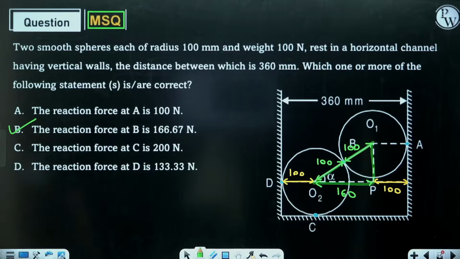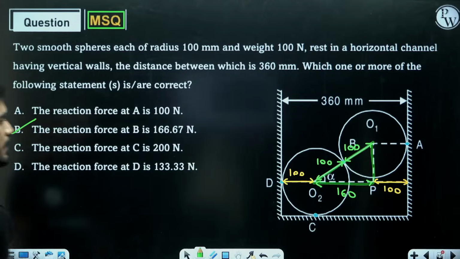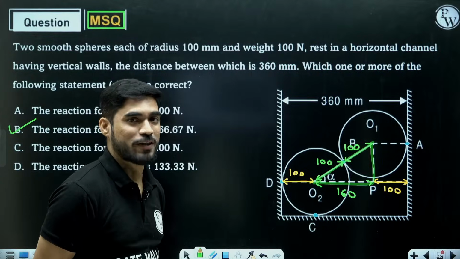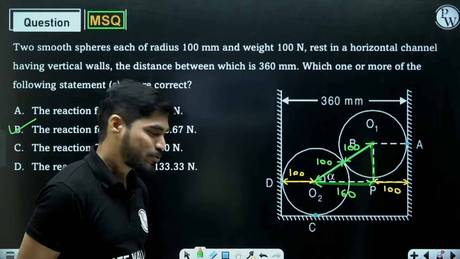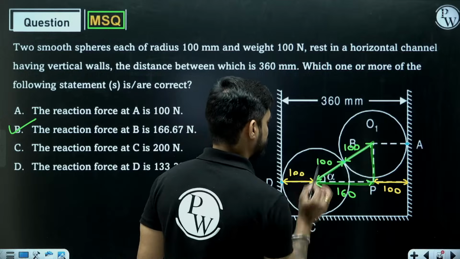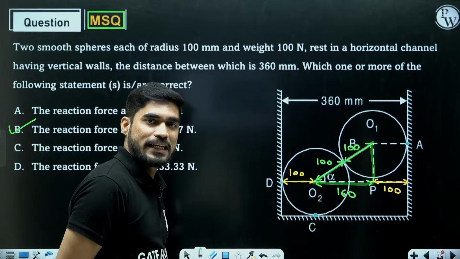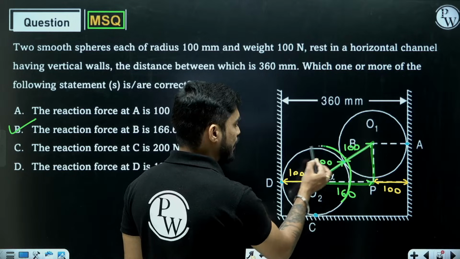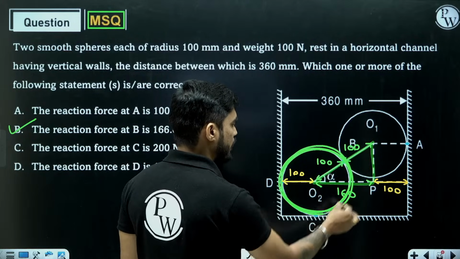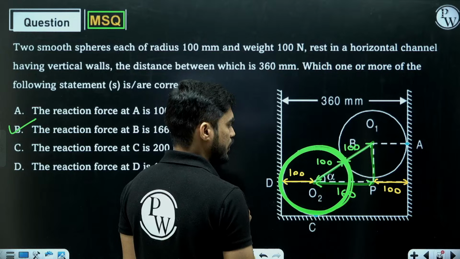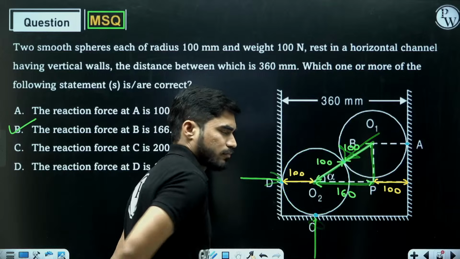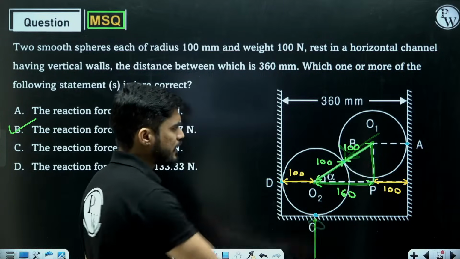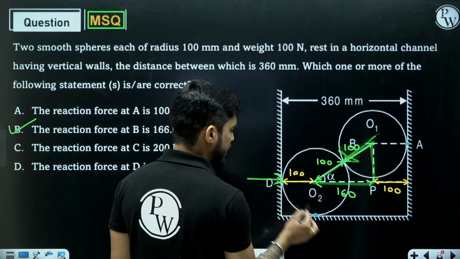Very good. Now we need to find the reaction at C and D. So you have two choices. Now comes the interesting part. What two choices do I have? You can either draw the free body diagram of this sphere. If you draw the free body diagram of this sphere, you will get one reaction here, one reaction here, and one reaction here. You can solve this because this reaction you already know. So you can find this reaction and this reaction.